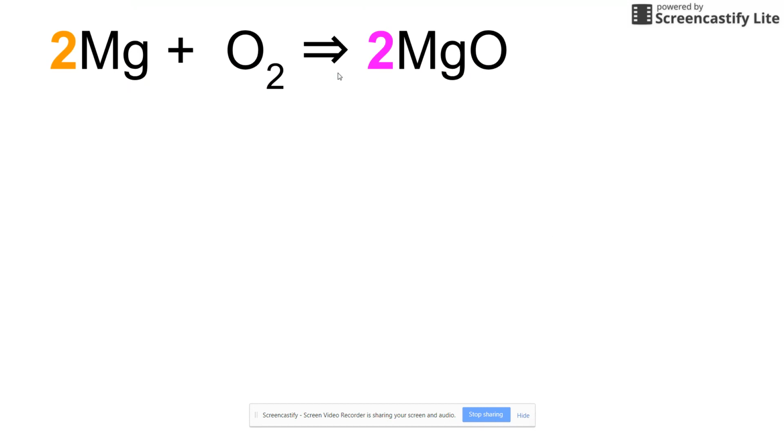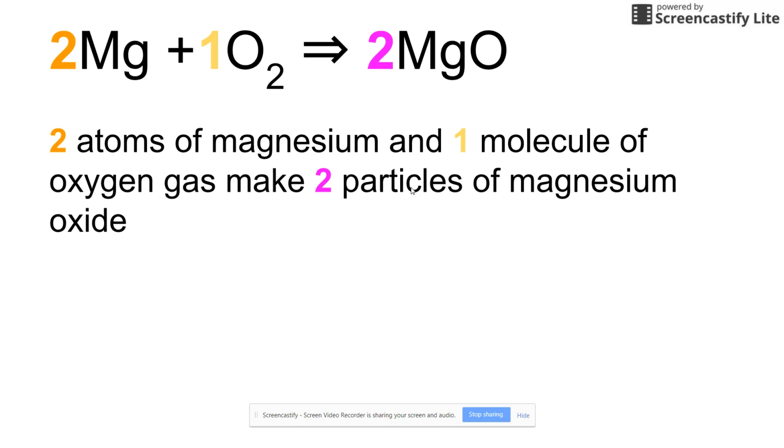So if you have your balanced equation, don't forget if there's no coefficient, that means that that's a 1. And how you've been doing it prior for that worksheet, when you would draw out the molecules going in, molecules going out, and count them all up to make sure that what's going in comes out, you thought of it in terms of atoms. So, for example, you would interpret this equation as 2 atoms of magnesium and 1 molecule of oxygen gas make 2 particles of magnesium oxide.